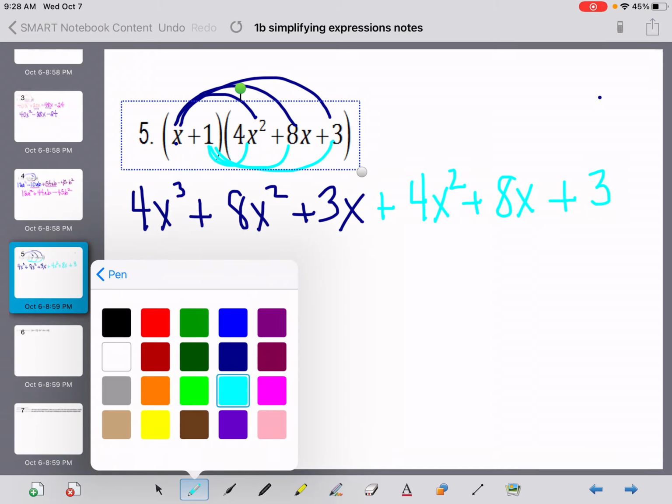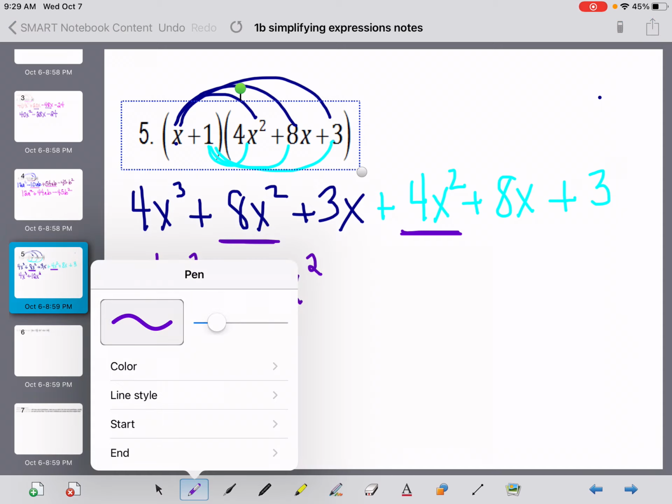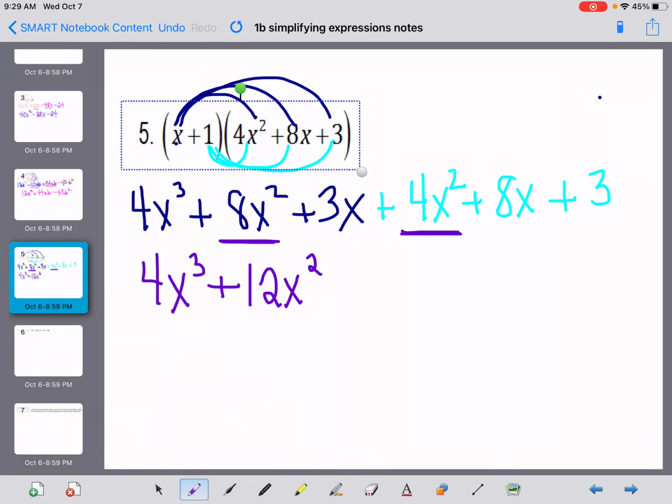Well, as I look here, there's nothing alike with 4x cubed. But here's an 8x squared, and here's a 4x squared. So we're going to add the coefficients, and 8 plus 4 is 12x squared. Remember, we keep the variable, we don't change it. We also have another set of like terms, which is going to be the 3x and the 8x. Again, adding the coefficients, the numbers out in front, we get plus 11x, and then finally plus 3.